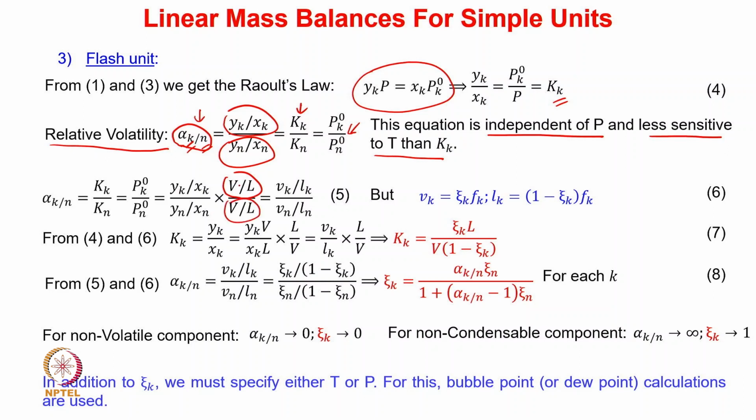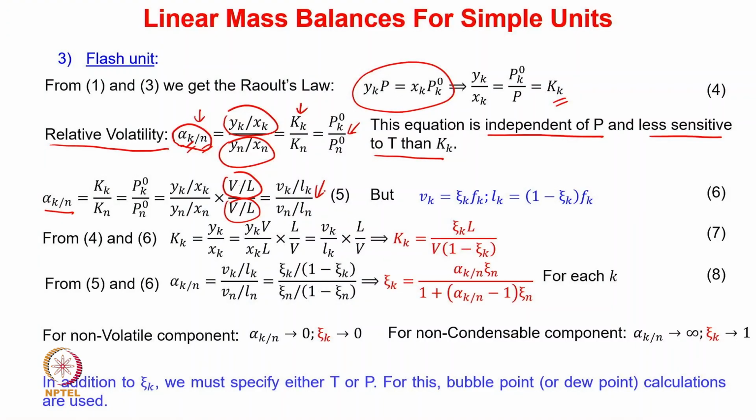But Yk into V will be nothing but what? Yk into V is nothing but Vk. Similarly, xk into L is nothing but what? Lk. Also, Yn into V will be nothing but Vn, and xn into L will be Ln. So we have now represented this alpha kn, which is nothing but the relative volatility of component k with respect to the key component n, in terms of the molar flow rate of component k in the vapor and liquid, and the molar flow rate of the key component n in vapor and liquid. That is what we have obtained in equation number 5.